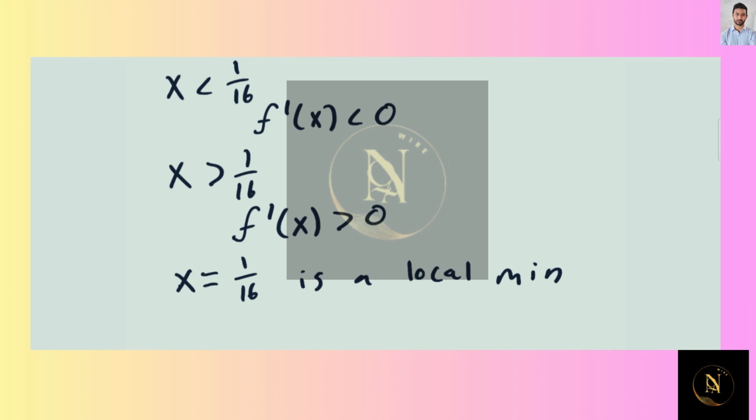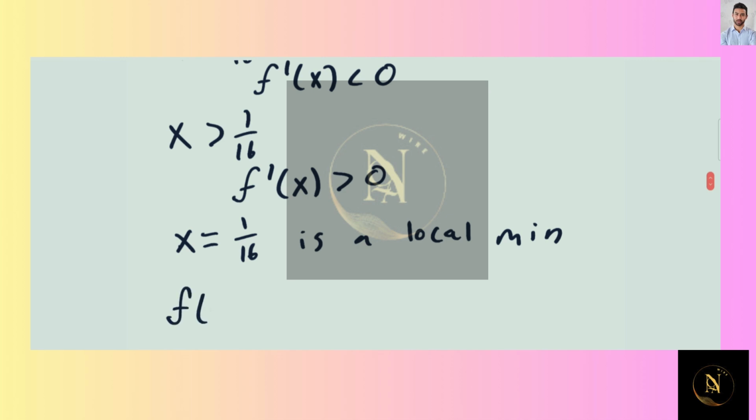Now what we can do is plug in 1/16 into our original equation. If we do that and calculate this, it is equal to negative 1 over 4. So our local minimum occurs at 1/16 comma negative 1 over 4.